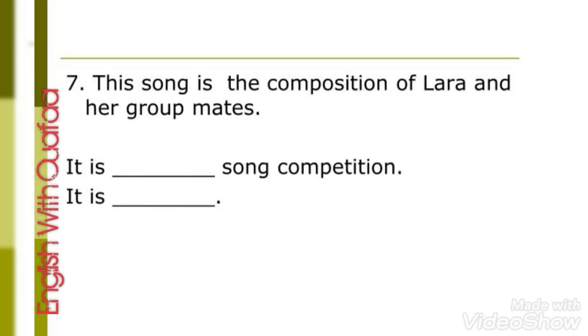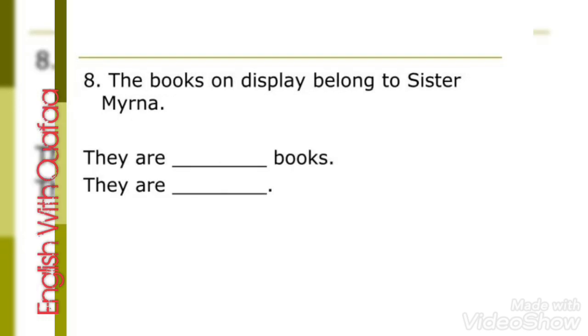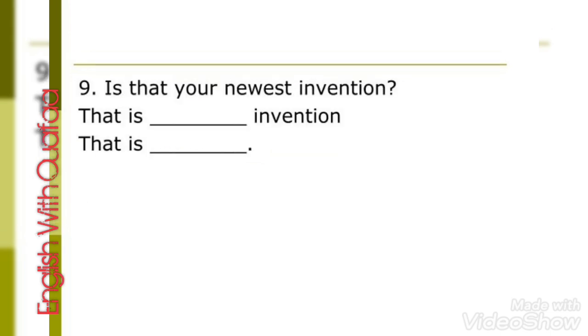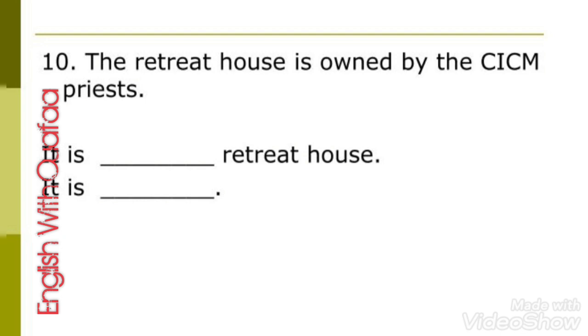This song is the composition of Lara and her group mates. Okay, the same thing for number seven. What is the right possessive pronoun? The books on display belong to Sister Myrna. Again, in number eight, you have to give the right answer. Is that your newest invention? What is the correct possessive pronoun for this sentence? For number 10, the retreat house is owned by the Sissim priests. Again, what is the possessive pronoun for number 10?